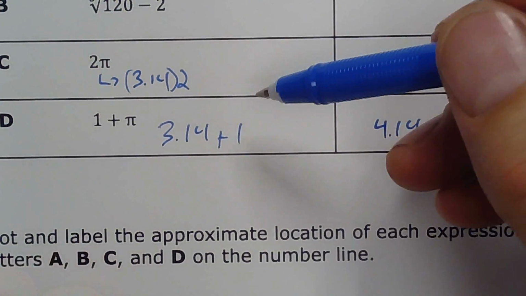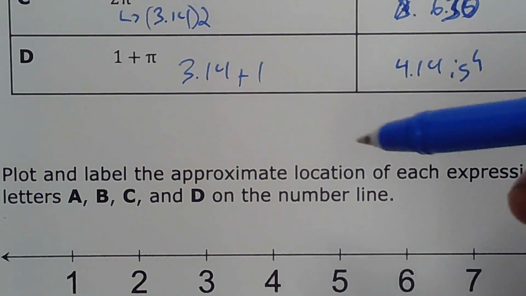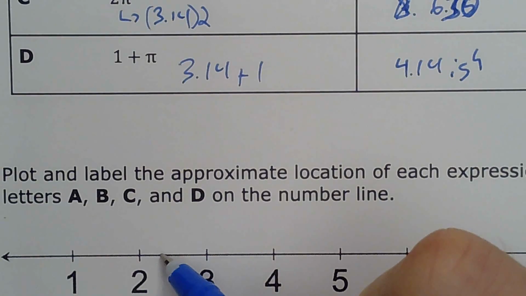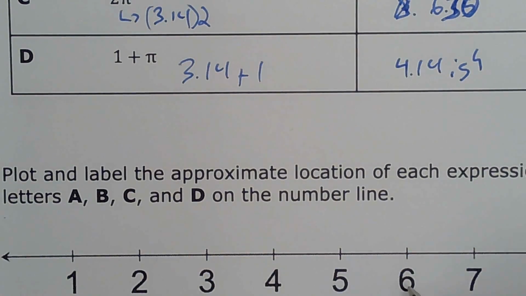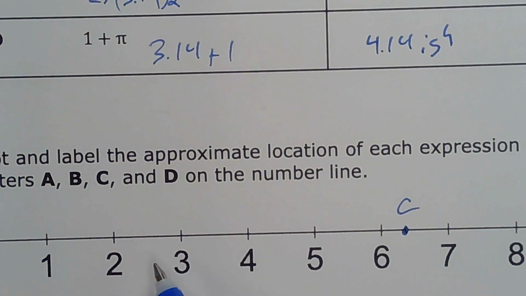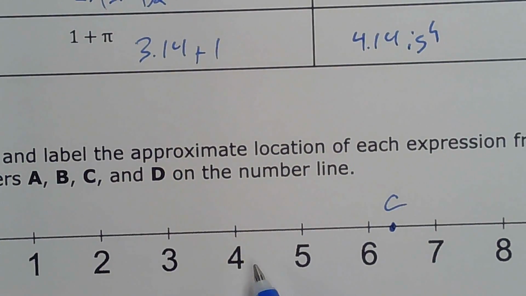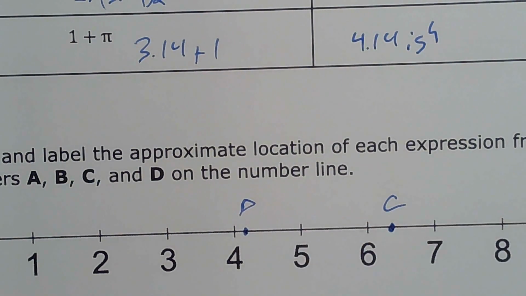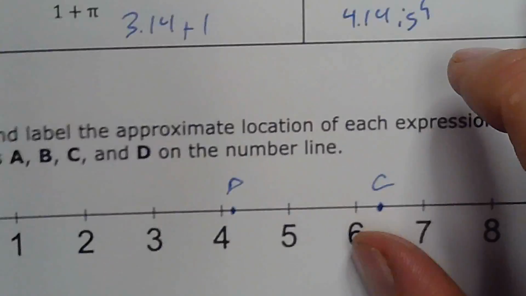And then if we're gonna put these on a number line, so C would be like 2 and C would be like 6 and like third-ish, right? So this is C, right? And then D would be like 4 and like a little bit more, so like there, right? So that's kind of how you do those ones.